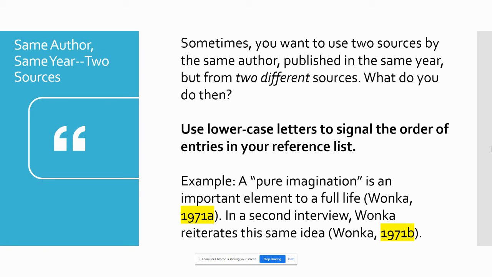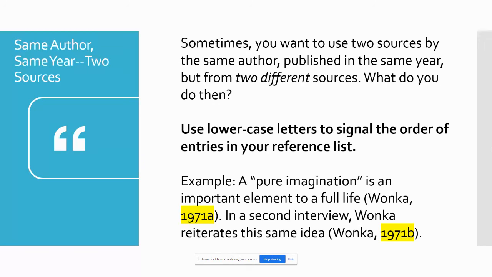You may want to use two different sources by the same author that are also published in the same year. To help differentiate between these two identical-looking citations, you will want to signal the order of entries in your reference list by using lowercase letters along with the date.